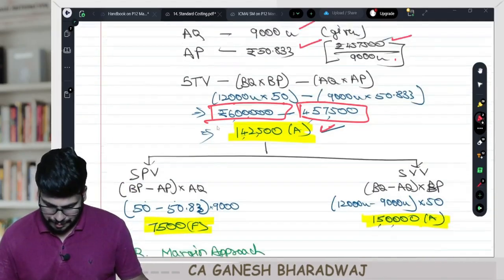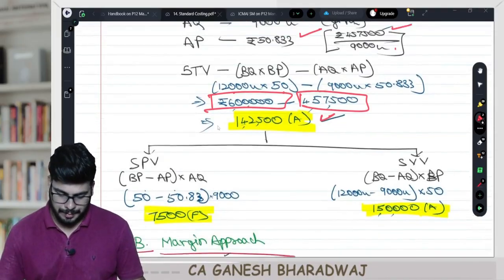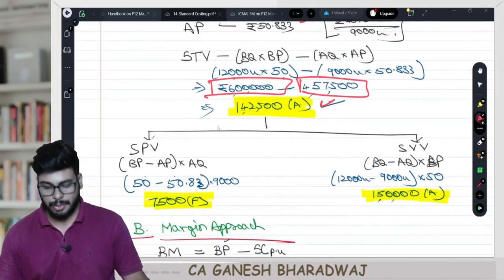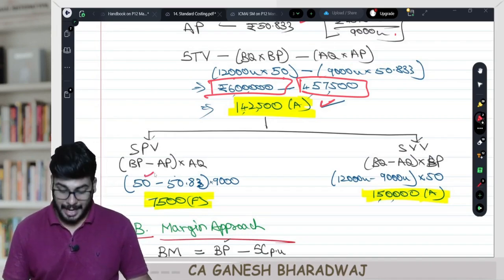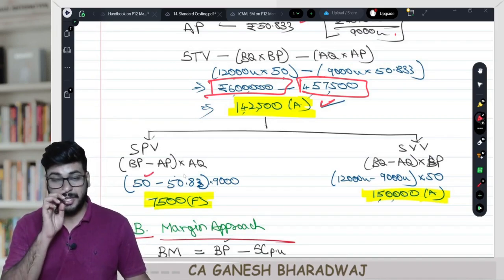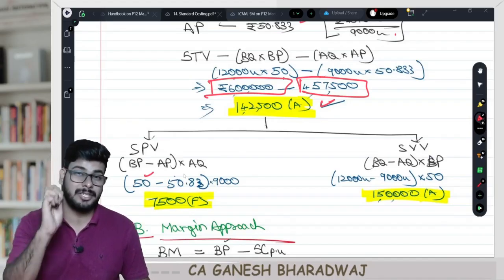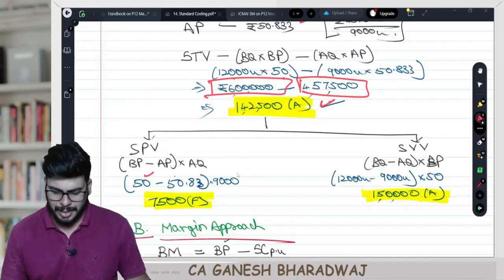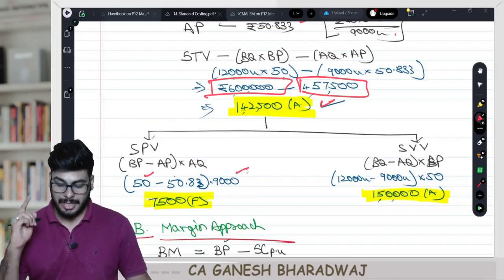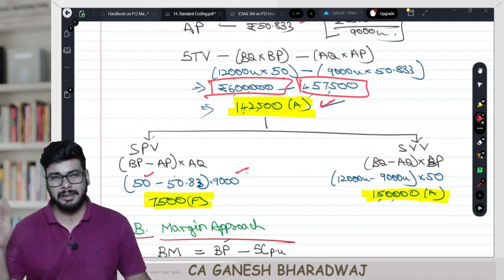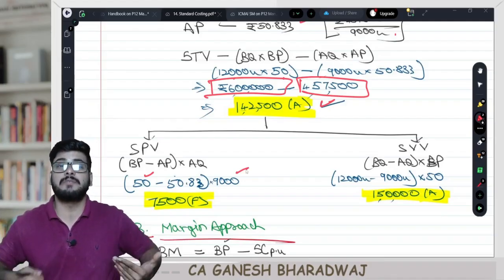Now, what is the root cause for this? Bifurcated into two, the price and volume variance. Now, budgeted price minus actual price into actual quantity. I plan to sell every unit at 50 rupees, but I ended up selling at how much? 50.83. So I was able to sell it at slightly more. And how many units did I actually sell? 9,000 units. Each of these 9,000 units, I sold at 0.83 rupees more. So basically, this has given me a favorable variance.